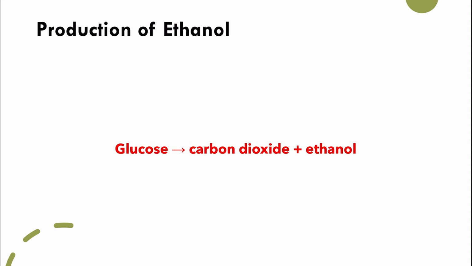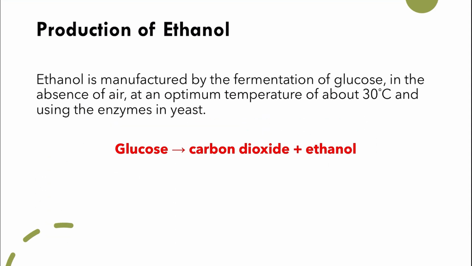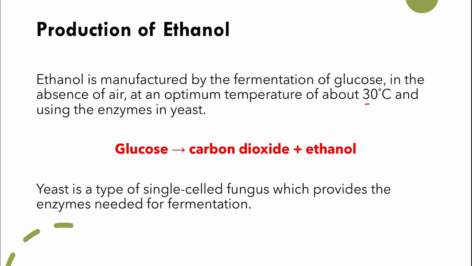So there's another way of producing ethanol, which is the fermentation of sugar, or fermentation of glucose as one of the examples of sugar. There is an advantage for this method over the other one because glucose or sugars are considered a renewable source for the production of ethanol. Here, ethanol is manufactured by the fermentation of glucose in the absence of air at an optimum temperature of 30 degrees using an enzyme in yeast, where yeast is a type of single-celled fungus which provides the enzyme needed for the fermentation. So this is an enzymatic catalytic reaction.